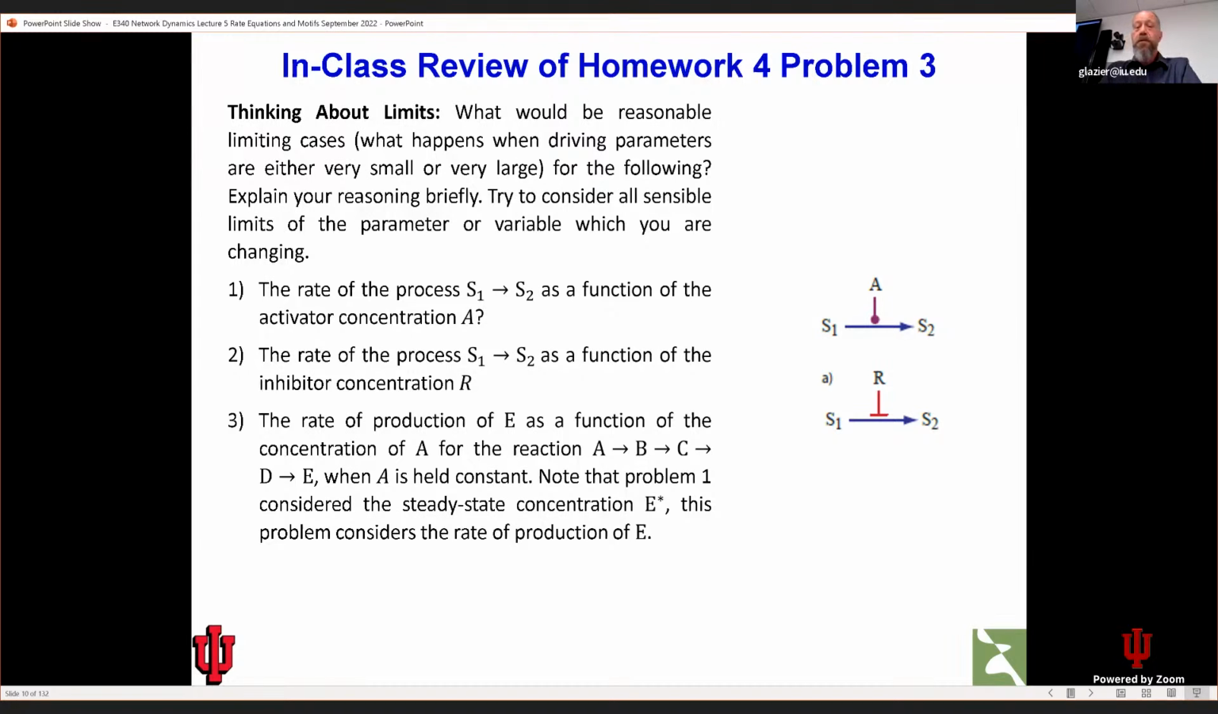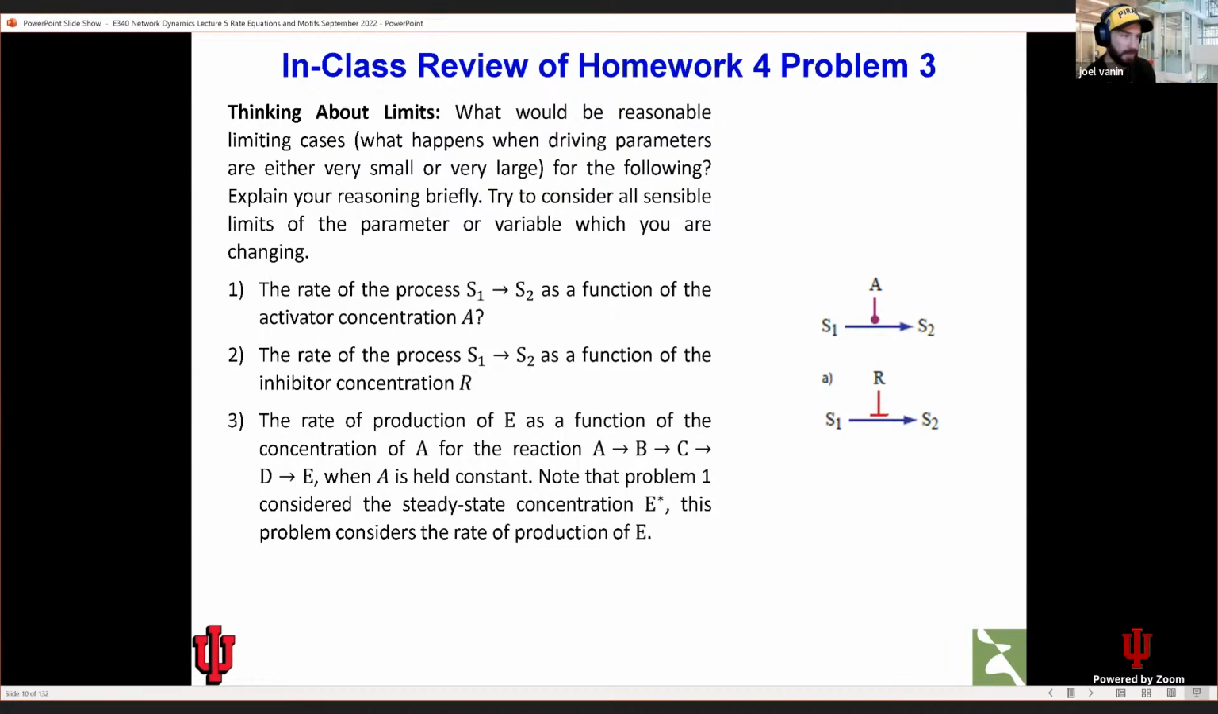Okay. Now suppose that you've said it's an activator, so by definition, the rate at which S1 goes to S2 should increase as the amount of A increases. Now suppose that I have really a lot of A. What happens to the rate between S1 and S2?